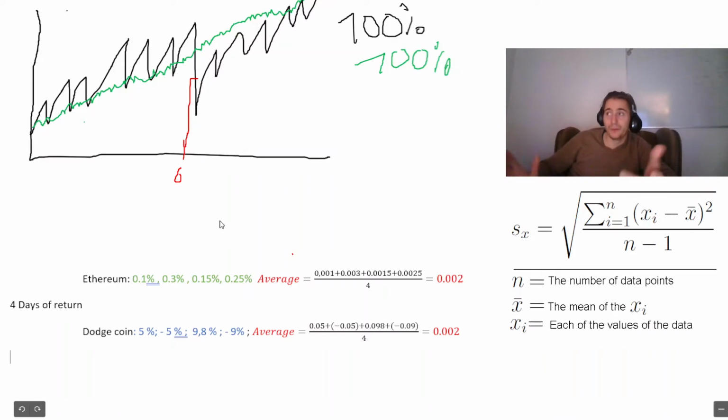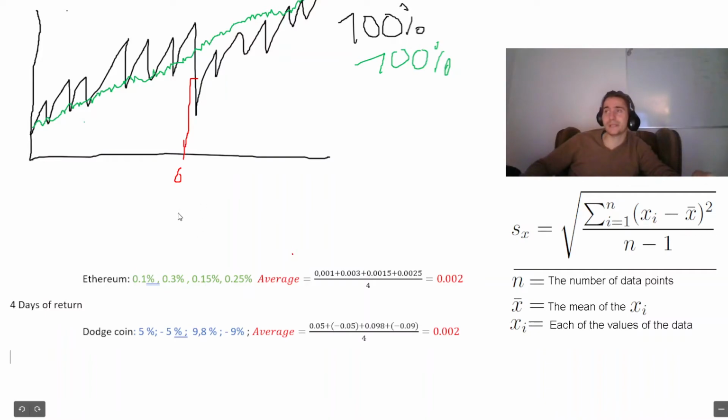The average performance is also 0.002, which is 0.2%. So important, the numbers are not so much. They have the same average performance per day, but Dogecoin is just way more volatile and more risky. So if you want to go with a safe investment, you would in that case definitely choose Ethereum because it has a lower risk at the same return.